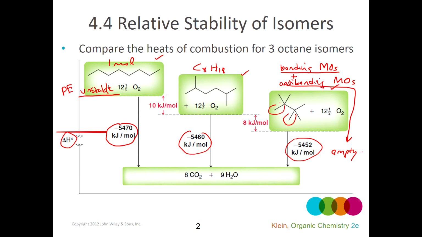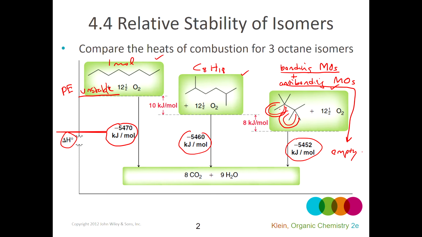So if I have a full bonding molecular orbital overlapping with a full bonding molecular orbital, that makes it unstable. That would make it higher in potential energy and give it the potential to release more energy upon combustion, or have a greater heat of combustion. So there's got to be something happening here.